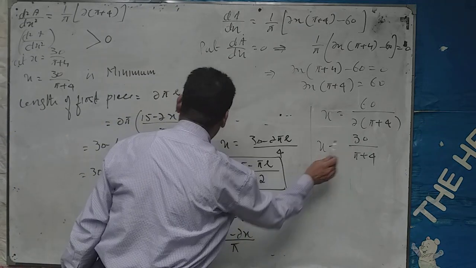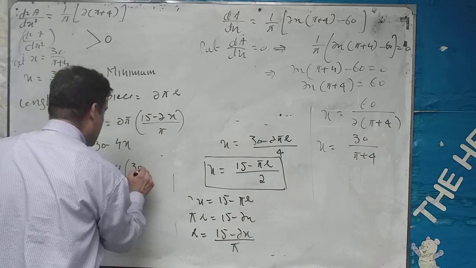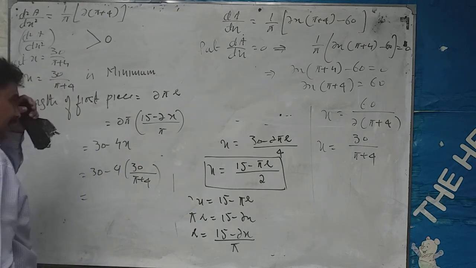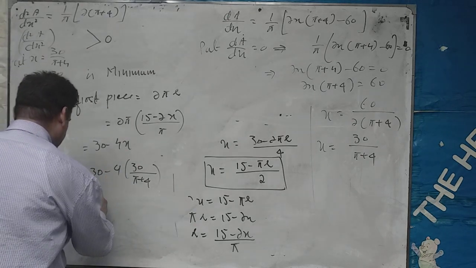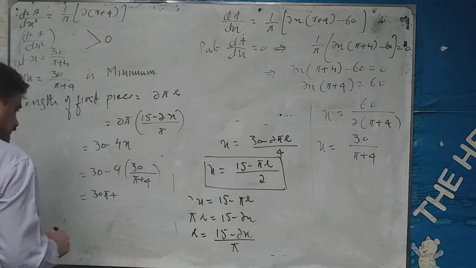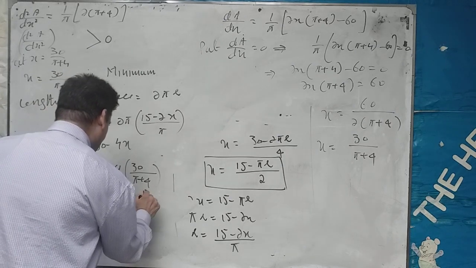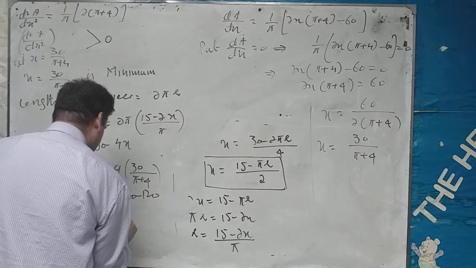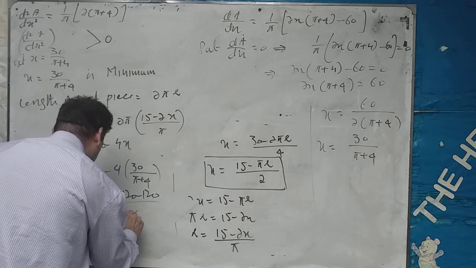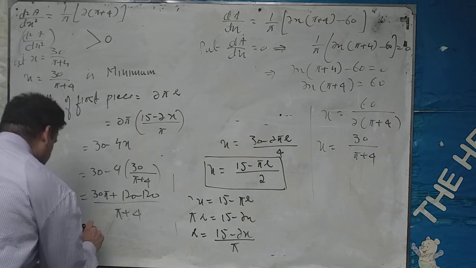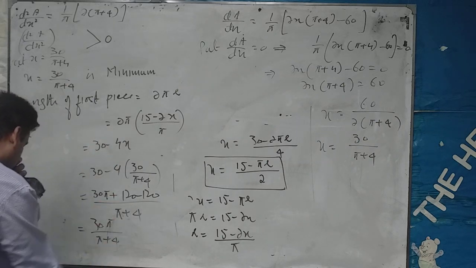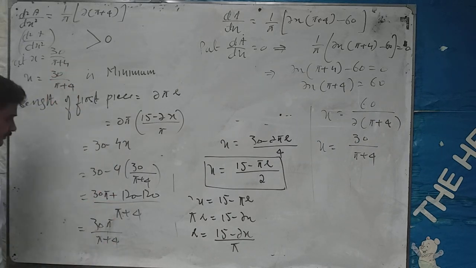The value of x is 30 by pi plus 4. When we take LCM pi plus 4, we get 30 pi plus 120 minus 120 by pi plus 4, so we get 30 pi divided by pi plus 4. This will be the length of first piece of wire.